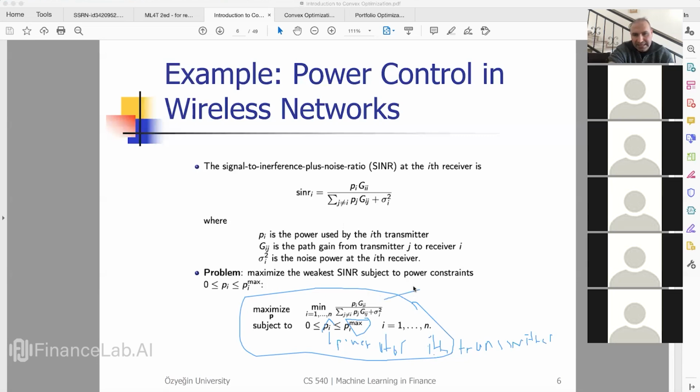And again, this formulation is non-convex. We'll see in detail. So for now, this is not a convex formulation, meaning that the solution found is a local optimum. It's not guaranteed to be a global optimum.